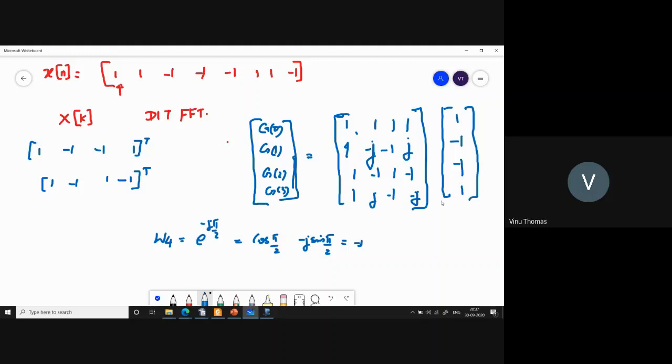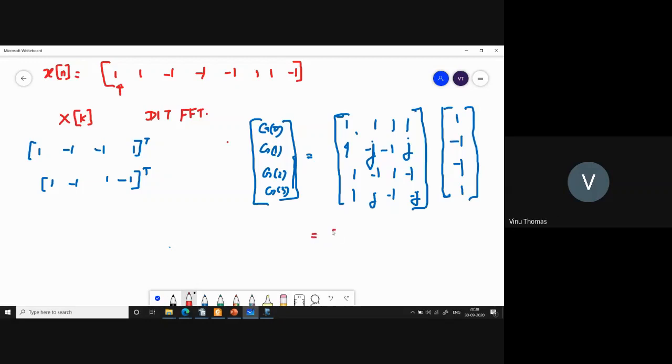Now you have to evaluate this. Please evaluate this. So what would be the first value? What would be g of 0? G of 0 is definitely the sum of all the values: 1 into 1 plus 1 into minus 1 plus 1 into minus 1 plus 1 into 1. What is g of 0 therefore equal to? 0. So g of 0 is equal to 0.